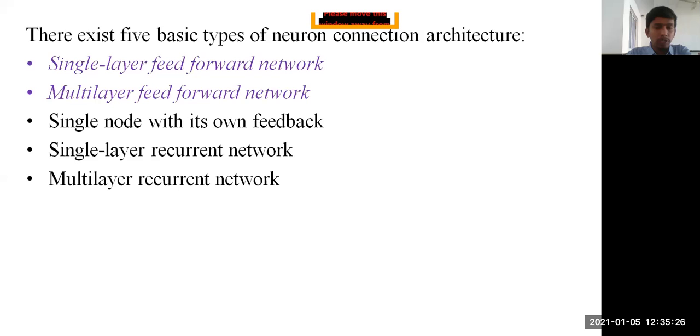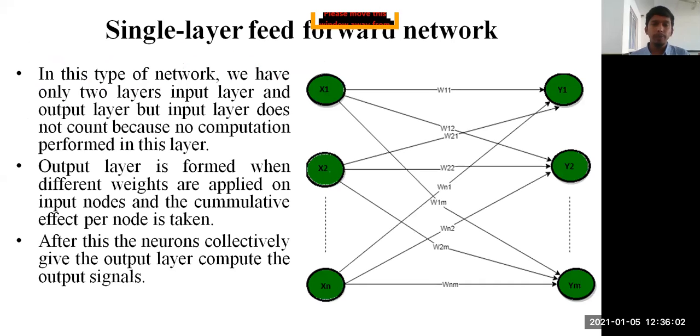Okay, so with respect to the various connections of your ANN, there are 5 basic types of neuron connection architectures. So we are discussing two among them, that is single layer feed forward network and multi-layer feed forward network, which are part of our syllabus. But these three concepts are also a part of your neuron connection architecture, that is single node with its own feedback, single layer recurrent network, multi-layer recurrent network. Okay, so this also comes under your concept of learning interconnections.